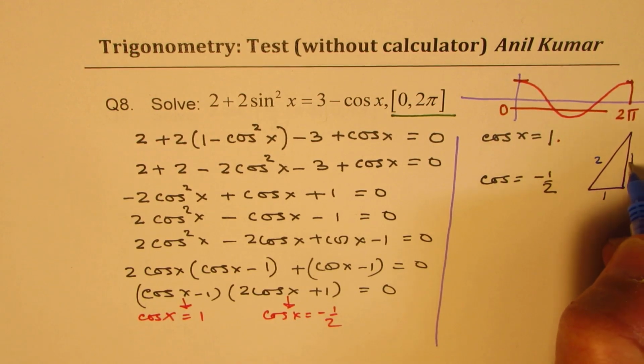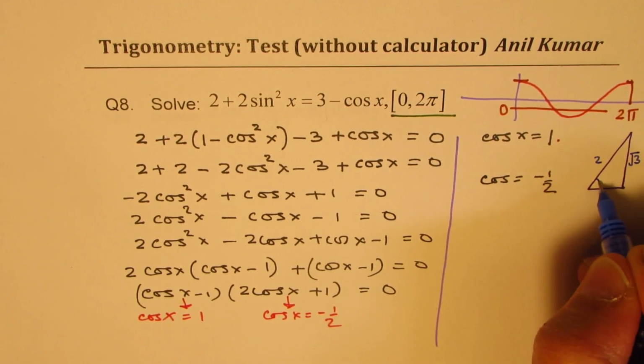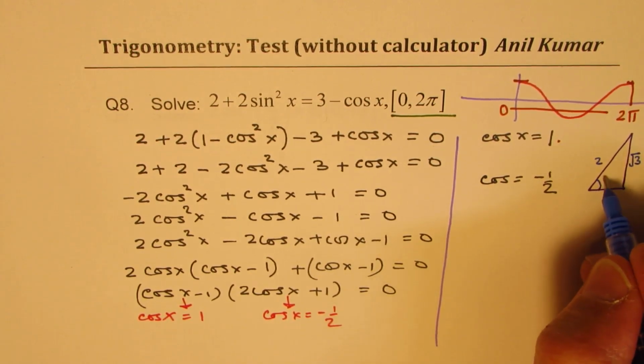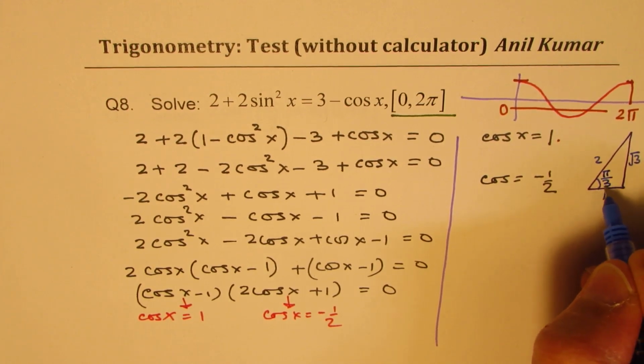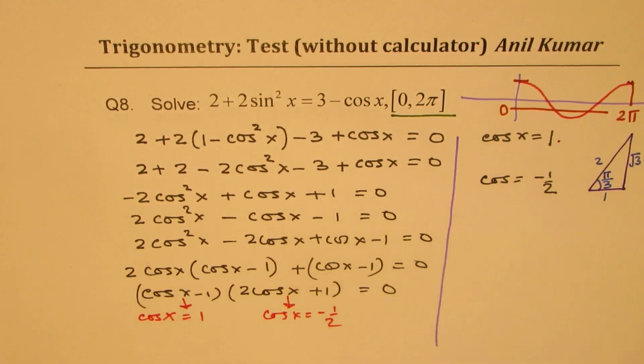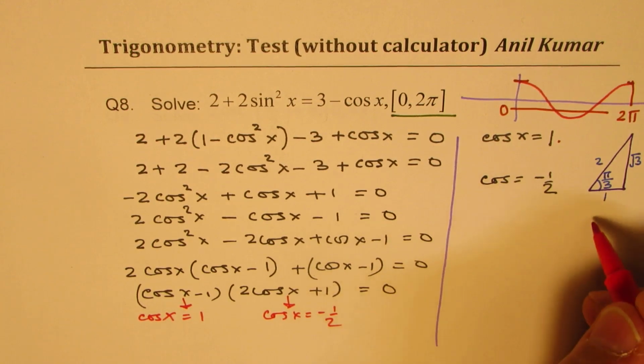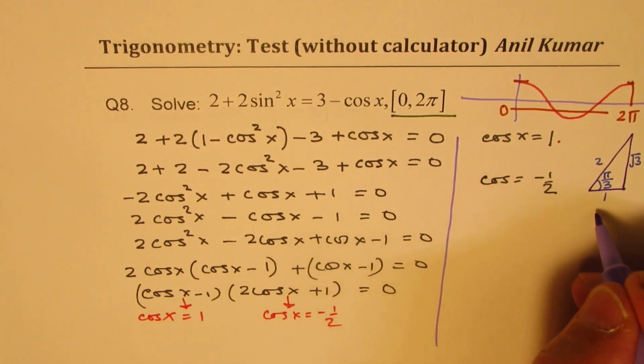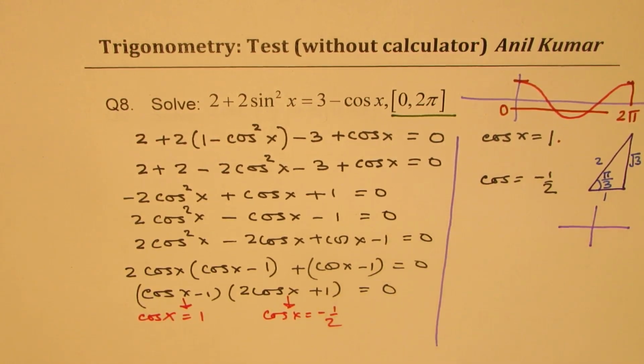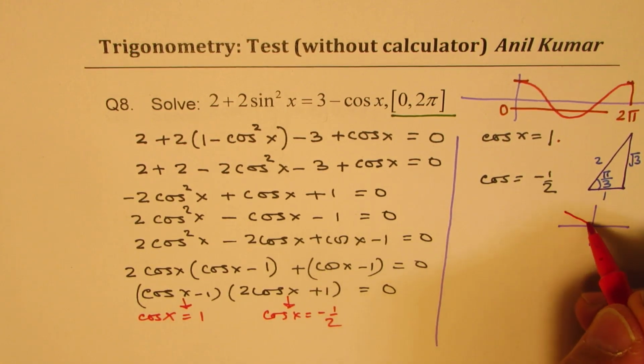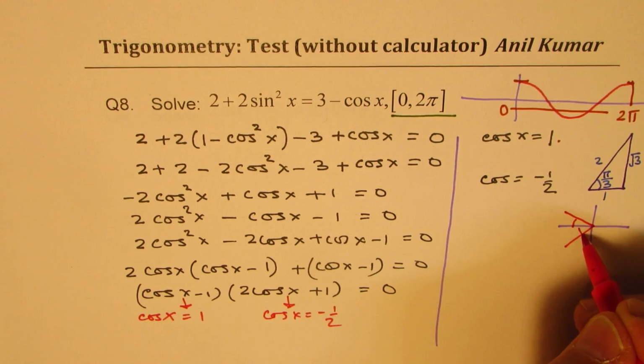1 to square root 3. This is without calculators, correct? So this here, it is pi by 3. That gives you... And minus means that you are in quadrant 2 and 3, correct? So in quadrant 2 and 3, pi by 3 is your related acute angle, right?